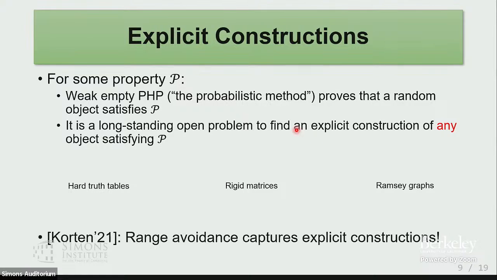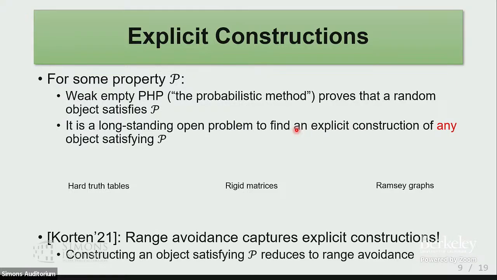In a very nice paper by Oliver Korten, he showed that range avoidance is the problem that captures explicit constructions, in the sense that for all these natural explicit construction problems, you can reduce it to range avoidance. So if you can solve range avoidance, then you can solve all these explicit construction problems. And moreover, the reduction itself is essentially the proof by the probabilistic method.